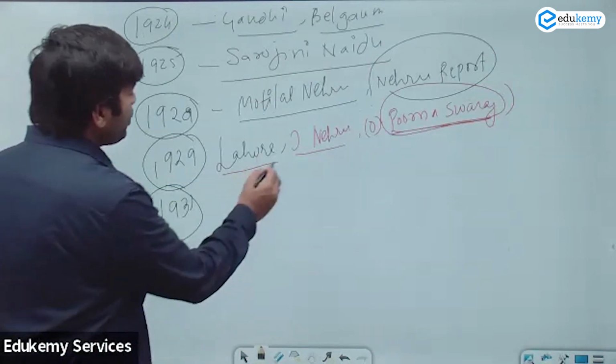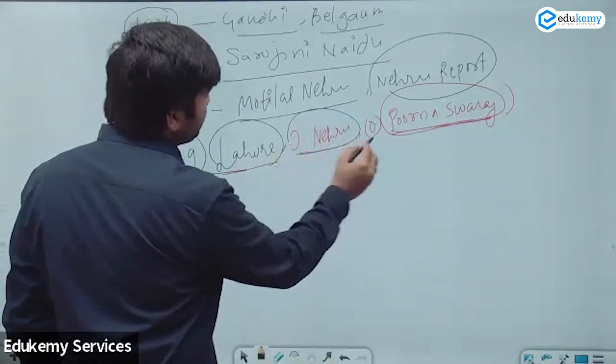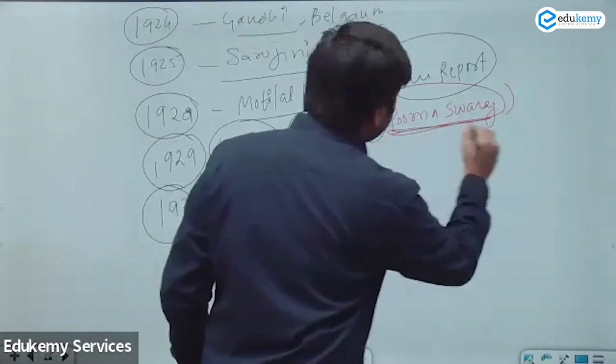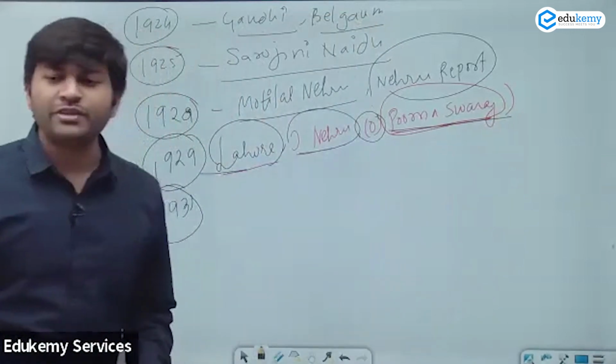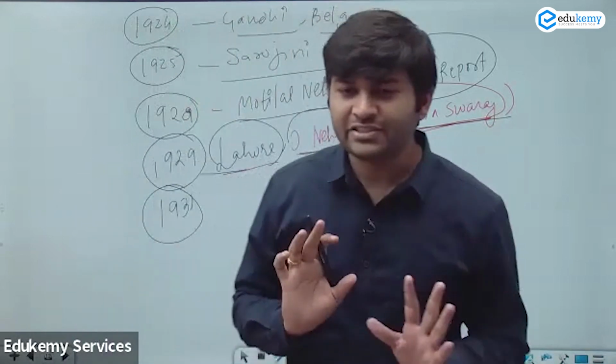Then the Lahore Congress session. Jawaharlal Nehru was the president. What was the objective? Purna Swaraj was the objective of the Indian National Congress. Now they demanded कि हमें complete independence ही चाहिए.